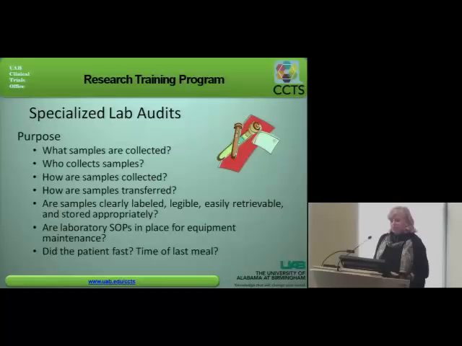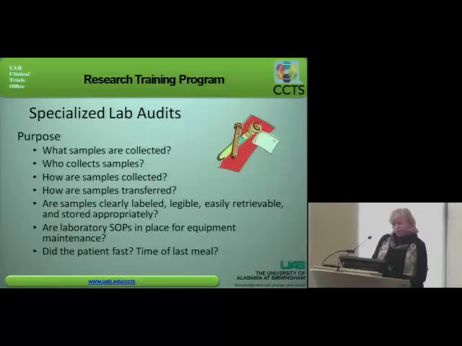So having good source docs allows the monitor to know that it's collected the way that the lab manual and the protocol have set up for it to be. And do you have any SOPs? Make sure that the SOPs are in place for maintaining your equipment, making sure that a centrifuge is calibrated correctly and that your freezers are actually staying in the temperatures that they're supposed to.